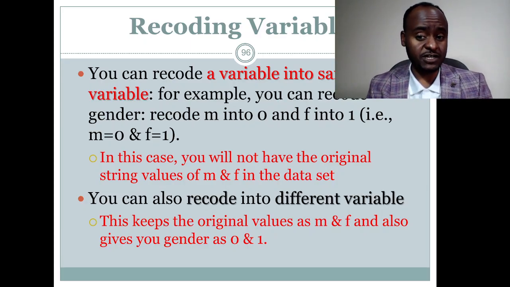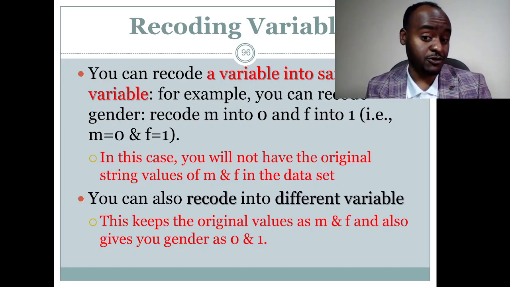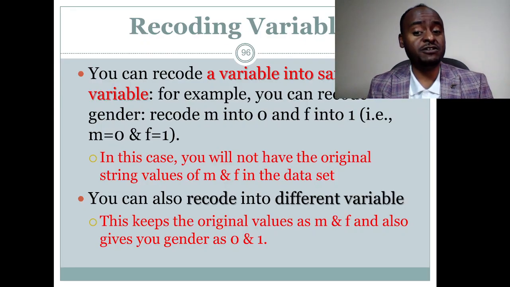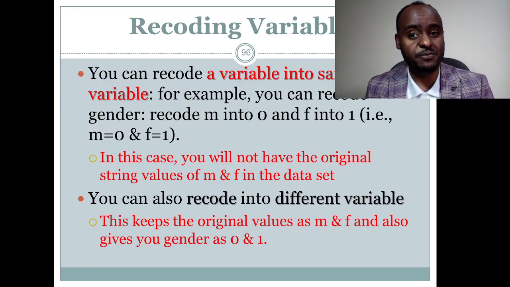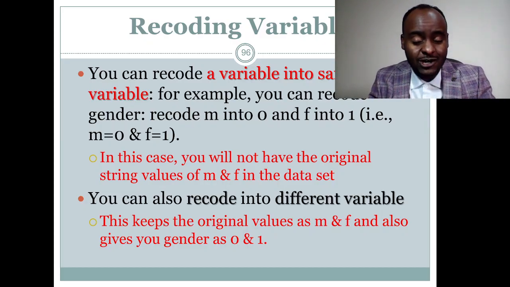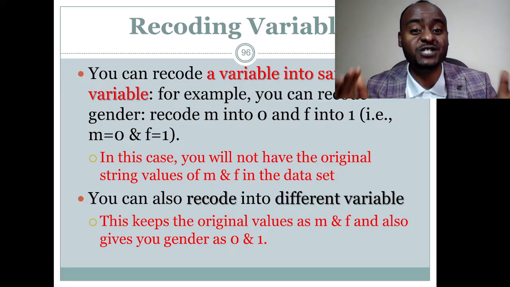You can record a variable into the same variable. For example, you can record gender, record m into 0, f into 1. That means recording a variable into the same variable means that you are doing the recording on the same variable. There is no new variable that you need to create. Therefore, the change will be saved on the same variable.